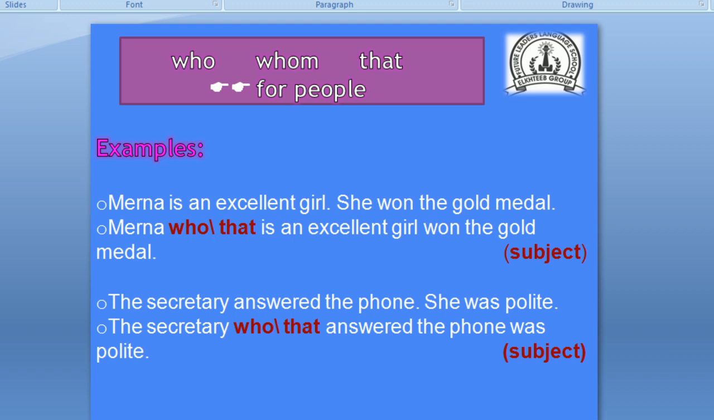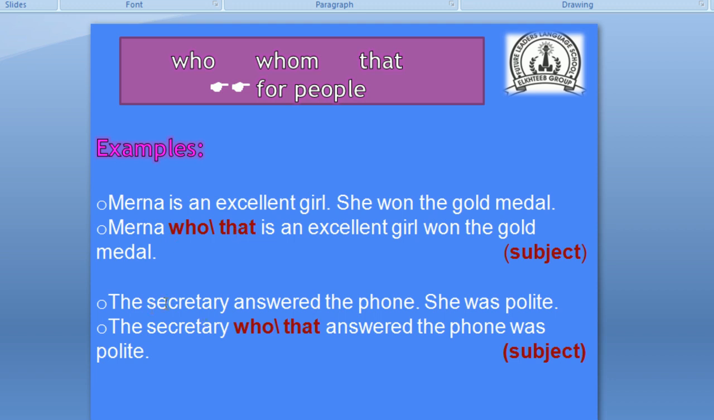For example, Myrna is an excellent girl. She won the gold medal. There are two sentences. Let's join them to avoid repetition. We use the relative pronoun who or that. Both are correct because Myrna is a human. Myrna, who or that is an excellent girl, won the gold medal. Here, it's a subject. Keep who or that close to the subject.